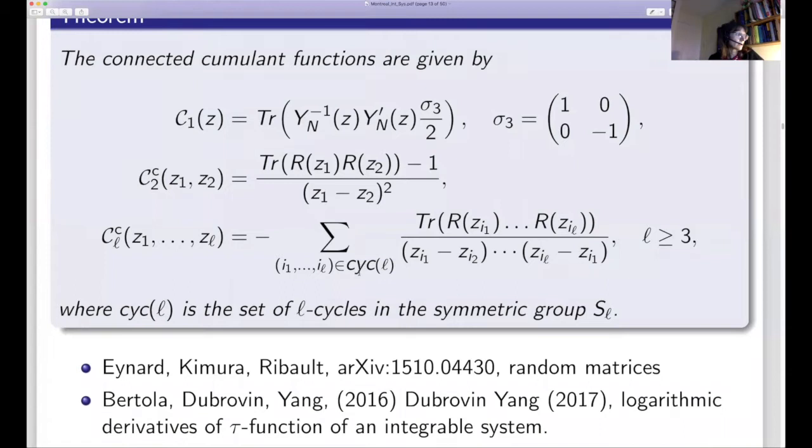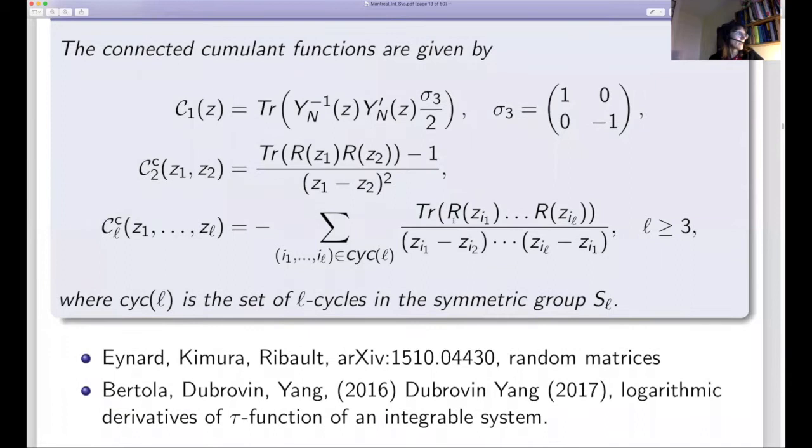So just a comment: these expressions are exact and they are not singular. They are not singular on the diagonal because when Z1 is equal to Z2, we have that R squared is equal to R and the trace is equal to one. So the numerator is going to zero, the denominator is going to zero, but since this is a symmetric function of Z1, Z2, it will be regular. It doesn't have a pole on the diagonal, and the same here.